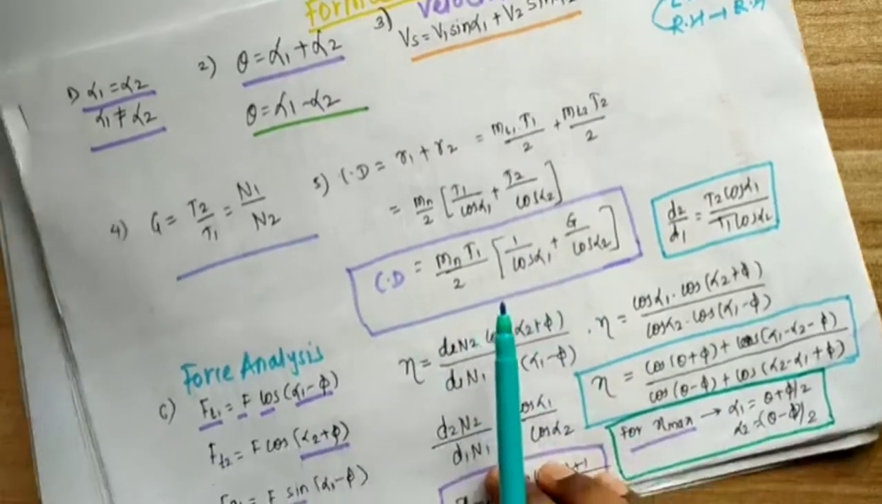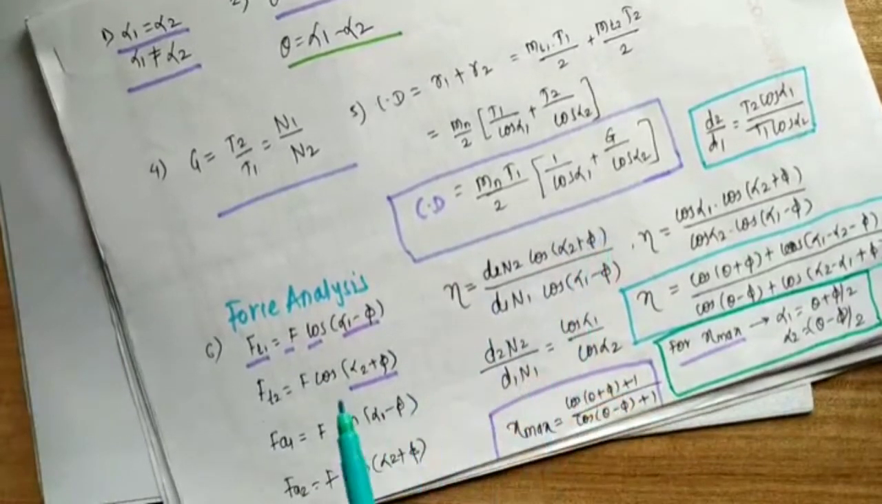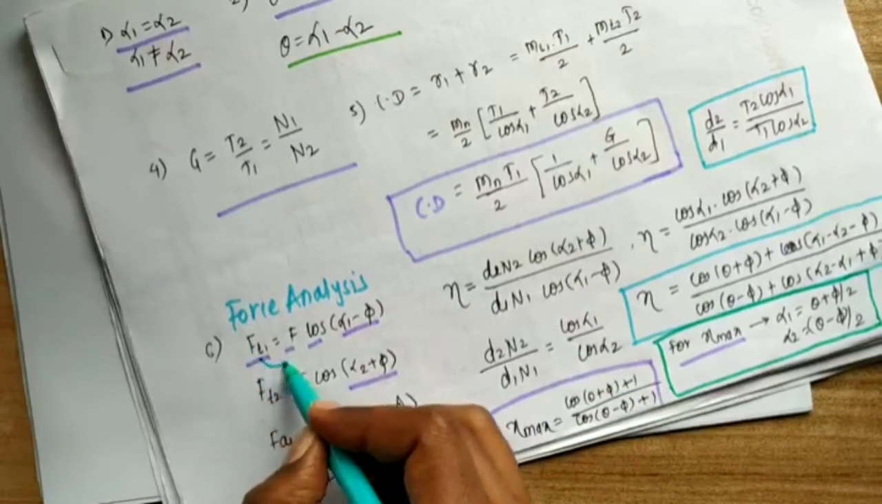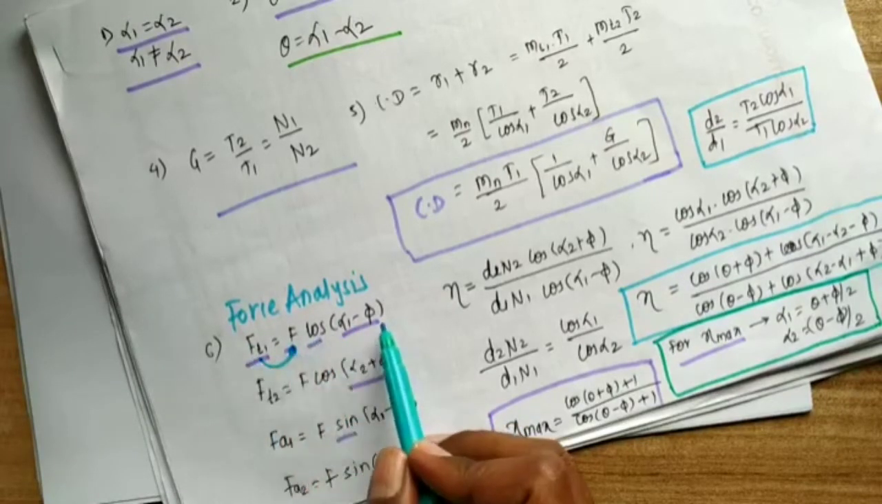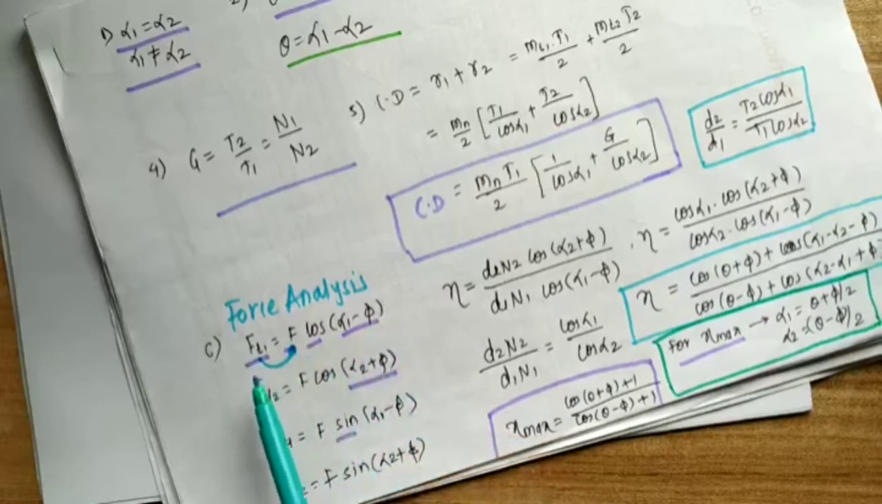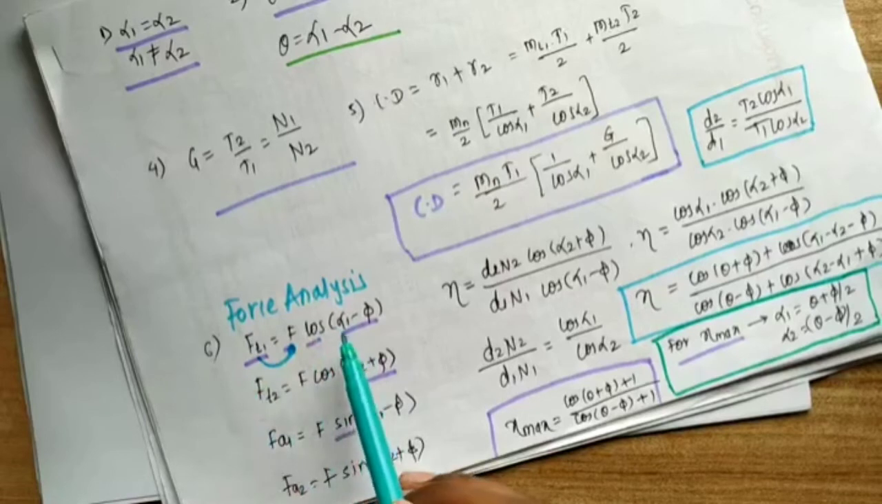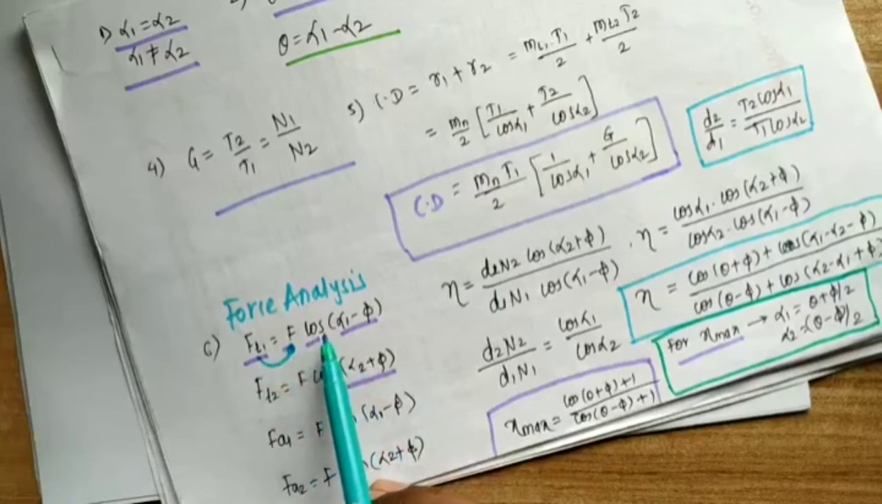Then we saw some formulas for force analysis. In force analysis, we derive formulas for tangential force and axial force. We come to know that the relation between tangential force and resultant force is Ft1 is equal to F cos of alpha 1 minus phi, where Ft1 is the tangential force acting on the driver, and Ft2 is the tangential force acting on the driven. It is again related by cos, but instead of alpha 1 minus phi, it is alpha 2 plus phi. So Ft1 is equal to F cos of alpha 1 minus phi, while Ft2 is equal to F cos of alpha 2 plus phi.